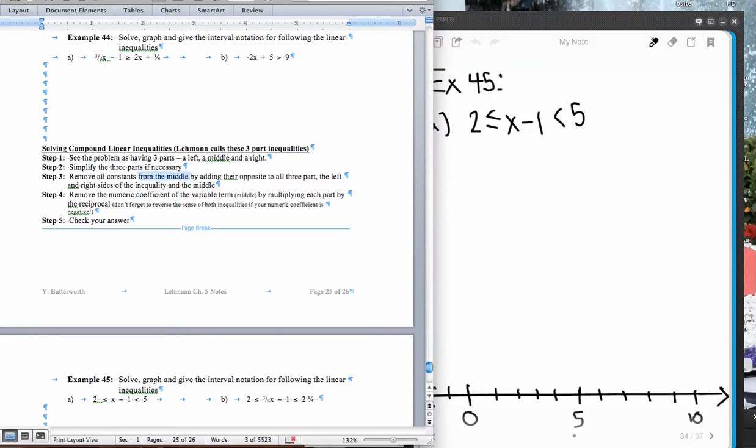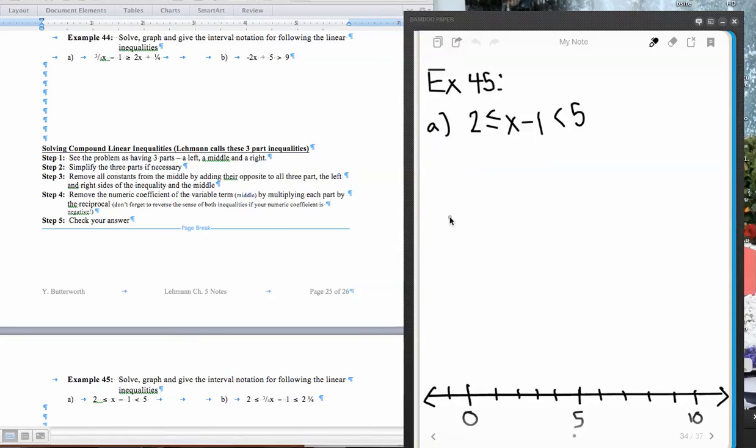And then we remove the numeric coefficient of the variable term. Again, that's in the middle. And then on the left and the right, we multiply by that reciprocal as well. It's three parts that we're dealing with. That's what you always have to remember.